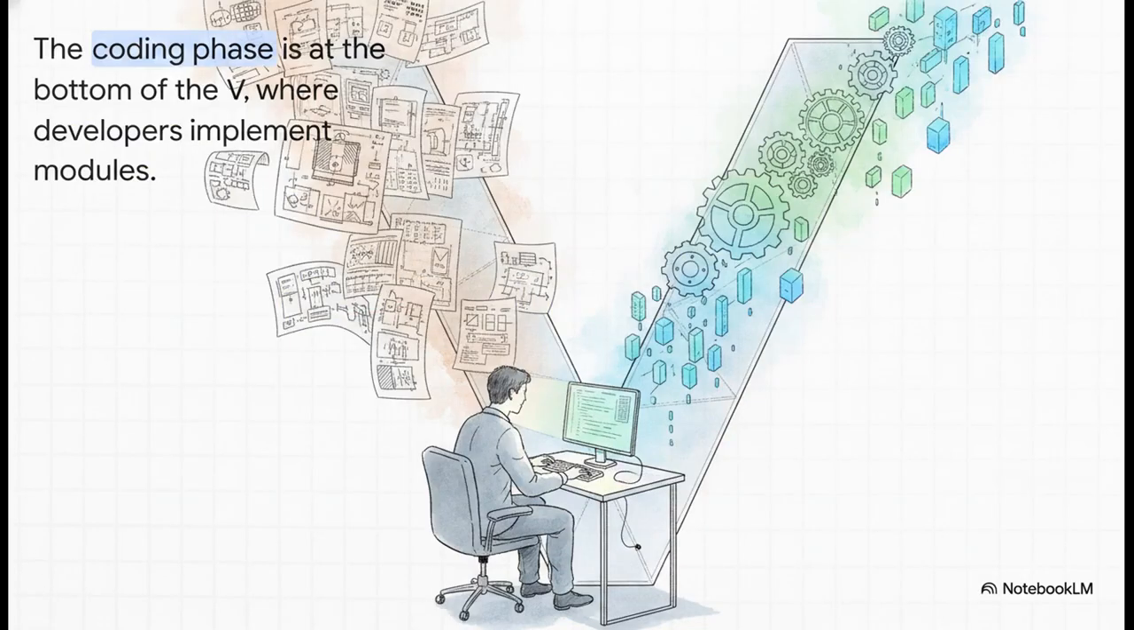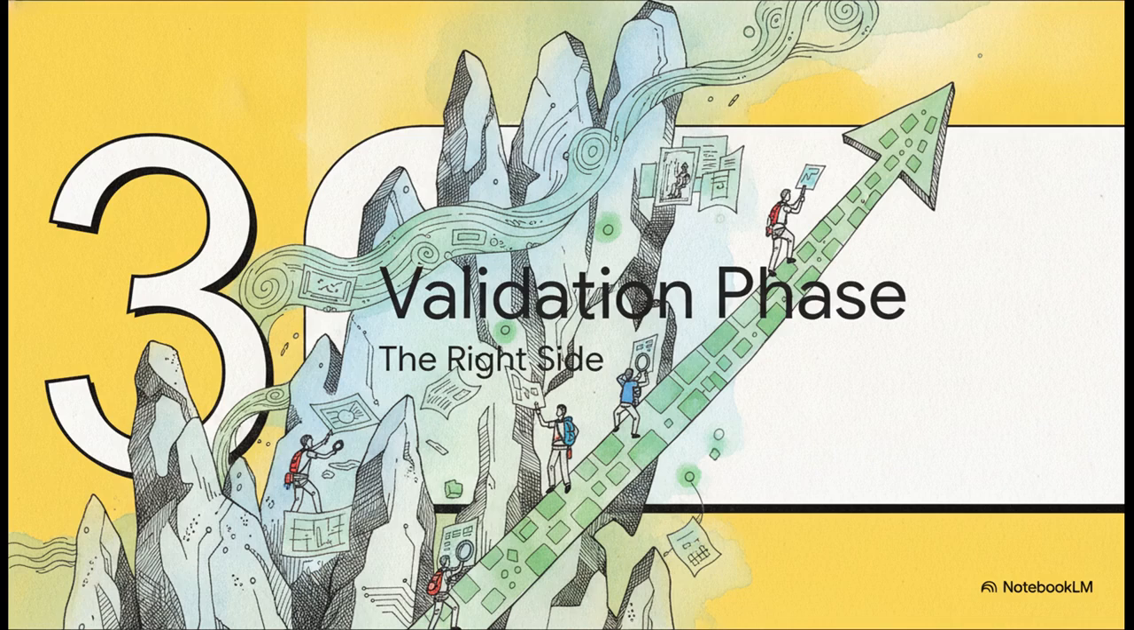And now we hit the very bottom of the V, the coding phase. This is the ultimate pivot point. Armed with incredibly detailed low-level designs, the developers finally implement the modules and write the actual source code. This marks the exact moment where our theoretical development ends and our practical testing ascent begins. Section 3. Validation, the right side.